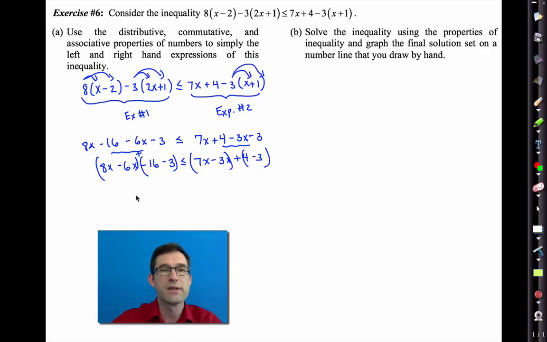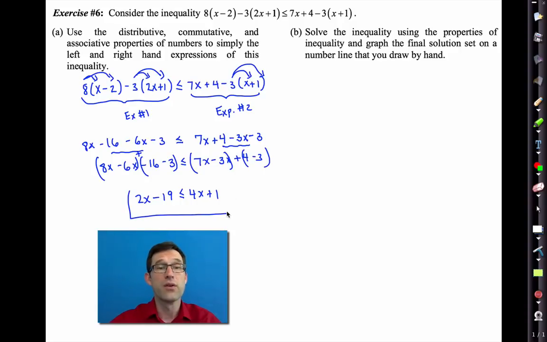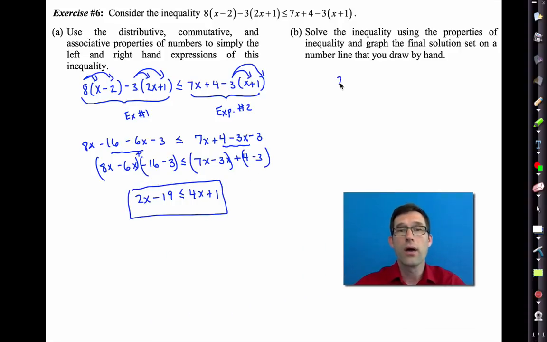All right, 8x minus 6x is 2x. Negative 16, negative 3 is negative 19. Here we'll have 7x minus 3x, which is 4x. 4 minus 3 is 1. That's really all we wanted to do in part A. Wow, here comes solving the inequality.